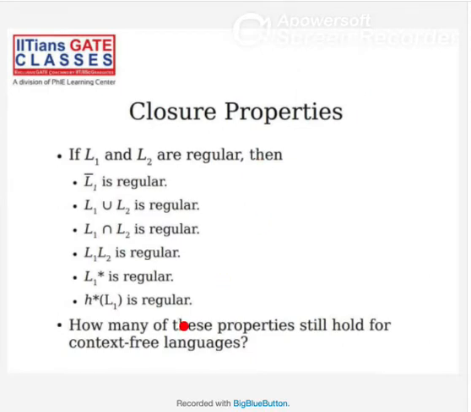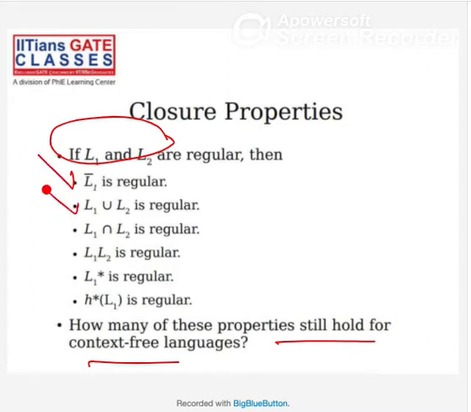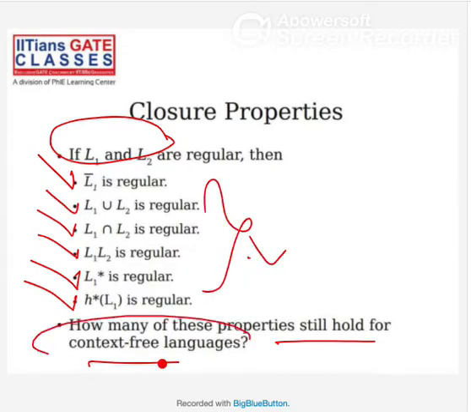So anyway, you can see that if L1 and L2 are regular, then the complement of a regular language is regular, the union of two regular languages is regular, the intersection of two regular languages is regular, the concatenation of two regular languages is regular, the Kleene star of a regular language is regular, and the homomorphism of a regular language is regular. All these things we have seen. Now we will see which of these properties you can say CFLs are closed under.